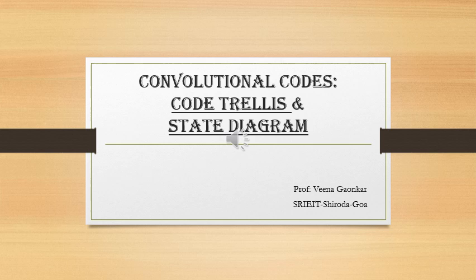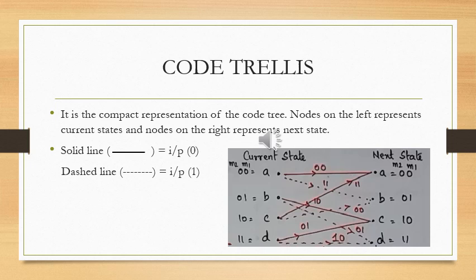In this lecture of information theory and coding, today we will see code trellis and state diagram. So let us study about code trellis. It is the compact representation of the code tree. The nodes on the left represent the current state and those on the right represent the next state. Always remember, in code trellis, the solid line indicates input 0 and the dashed line indicates input 1.